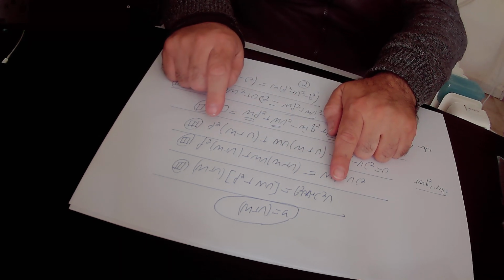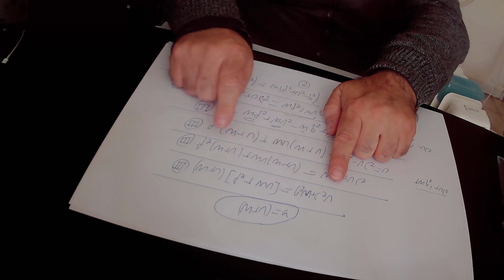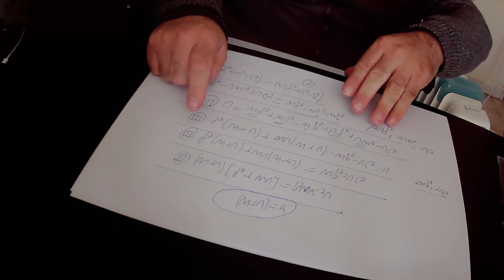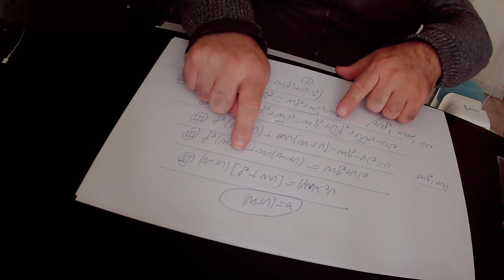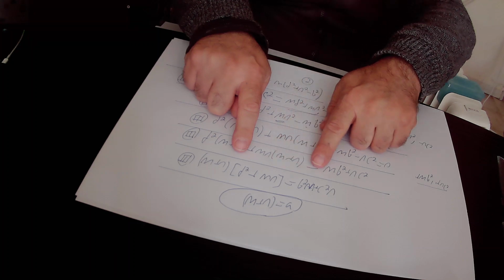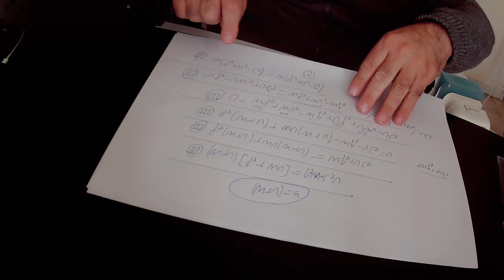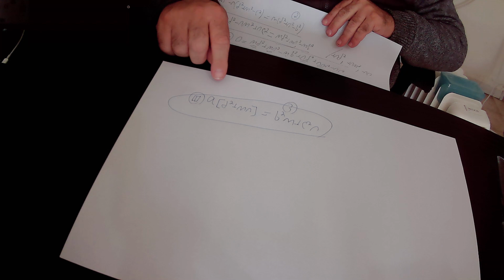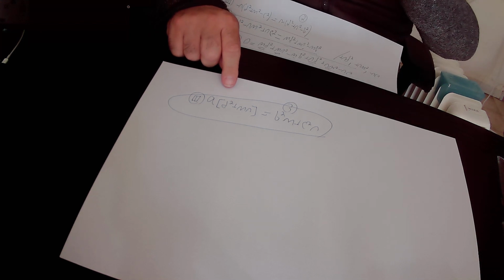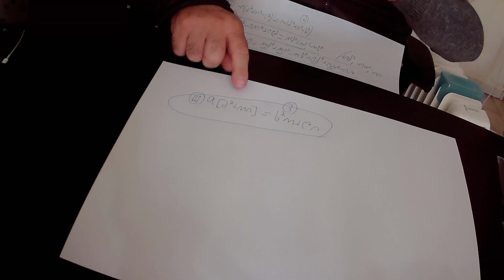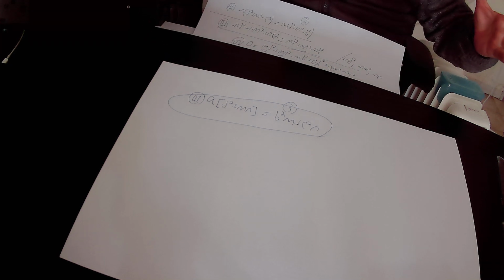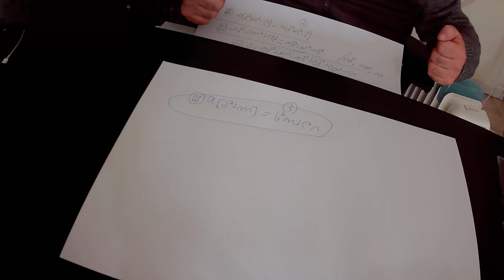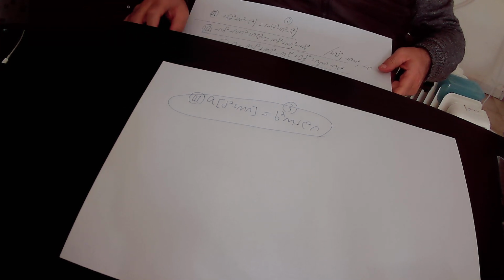We have already found in the first method that m plus n equals a, so we substitute m plus n by a in equation number 3. So we have a times, inside the brackets, d squared plus mn, which is equal to b squared m plus c squared n. Here a is m plus n. And this is exactly Stewart's equation. So we succeeded in proving Stewart's equation in two different methods. Okay, thank you very much.